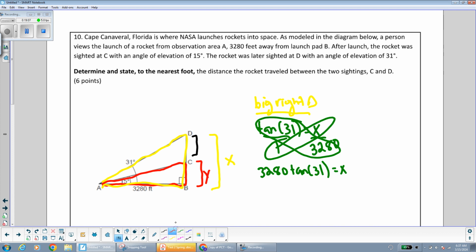Okay, now let's go to our small right triangle. From our small right triangle, our focus angle is the 15-degree angle. We're looking for opposite for Y, and we have adjacent. So once again, that's going to be tangent. The 15-degree angle is in the small right triangle. Opposite I labeled as Y, and adjacent is 3,280. Once again, I'm solving for a side, so I can cross multiply.